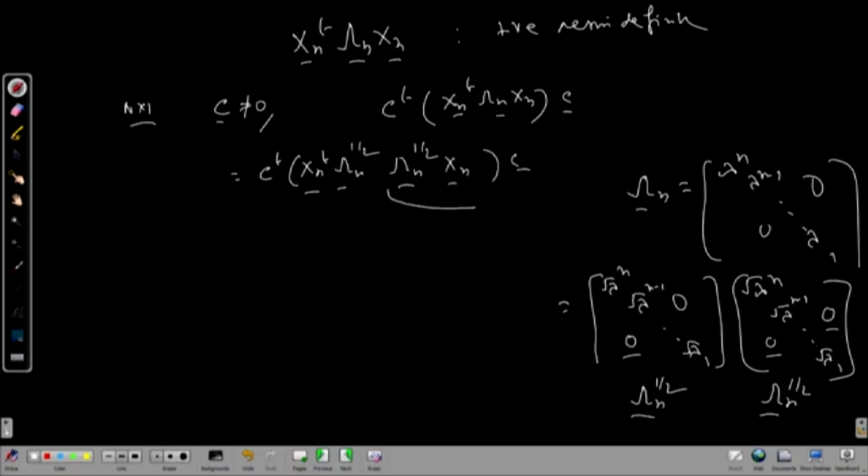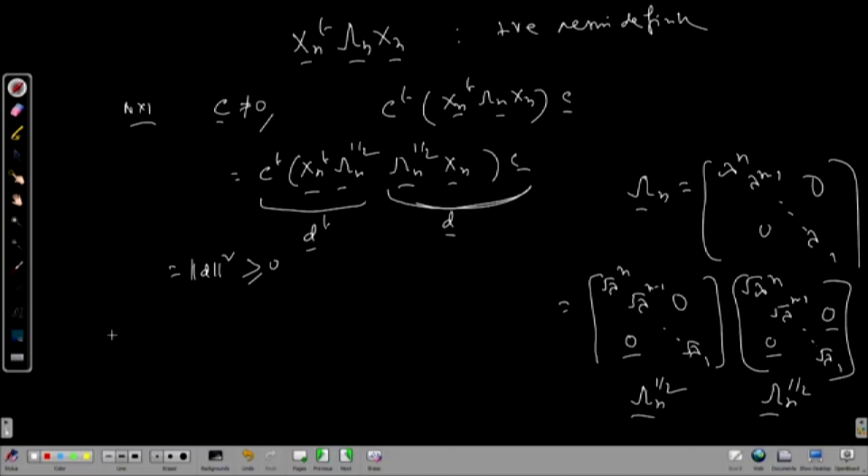So I take this part, call it D. If it is D, you can easily see this is D transpose, C transpose, X n transpose, and the transpose of this is itself. So this is norm D square, always greater than or equal to 0, that is why positive semi definite. But when will it be 0? I have to rule out that case.